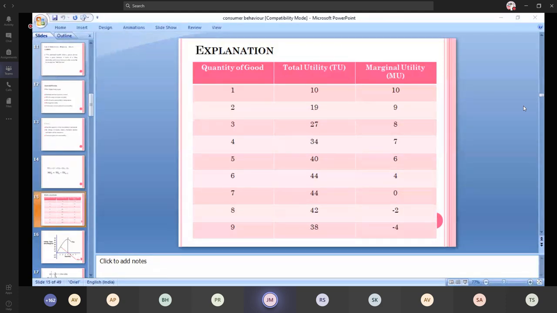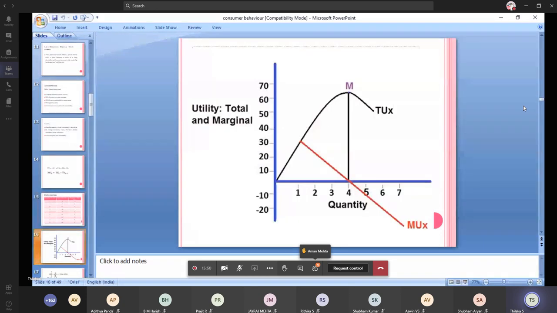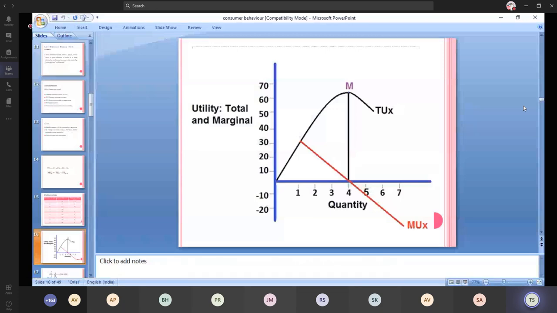Okay, so this will be the diagram. Sorry, this is not according to our example. It's an image which was taken from the net sources, for your reference.